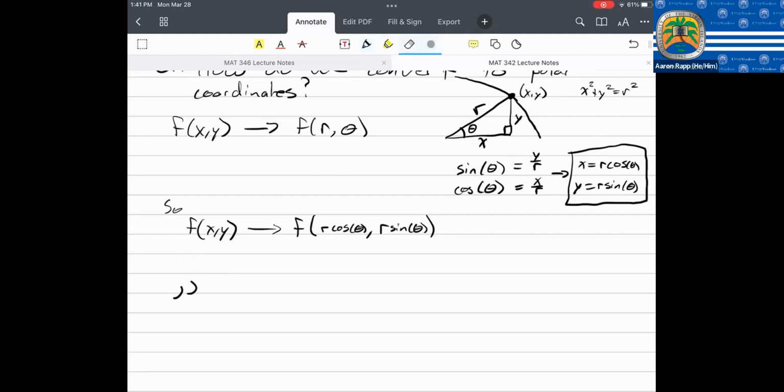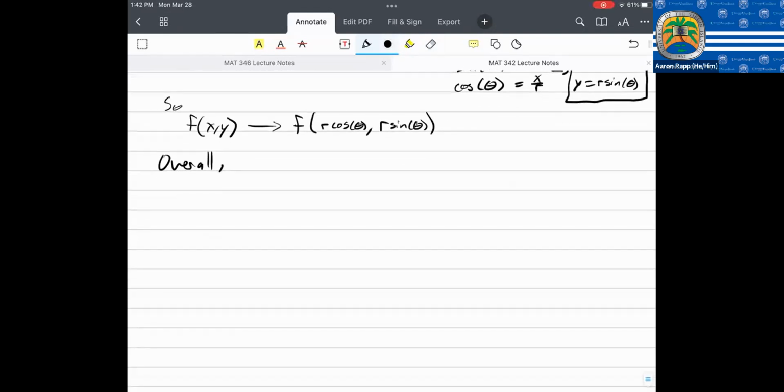So overall, what this is giving us is that if I'm integrating over a region with xy coordinates for a function f of x comma y, with respect to the area of the rectangles that you're creating in a rectangular region, this is going to be the same thing as if I change my region to be in terms of polar coordinates. Look at the function as a function of r cosine of theta and r sine of theta.